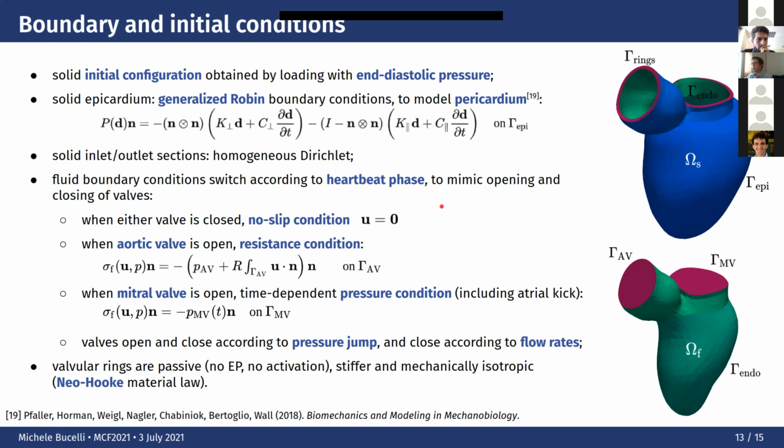Concerning the fluid instead, as I said, we want to model different heartbeat phases, so we have somehow to account for the opening and closing of valves, and we do so in quite a simplified way by switching boundary conditions on inlet and outlet sections throughout the computer simulation. Essentially, when a valve is closed, we model it with a no-slip condition, so we allow no flow through the section. Conversely, when aortic valve is open, we use a resistance condition, and when mitral valve is open, we use a pressure condition with a time-dependent pressure that incorporates somehow the atrial contraction.